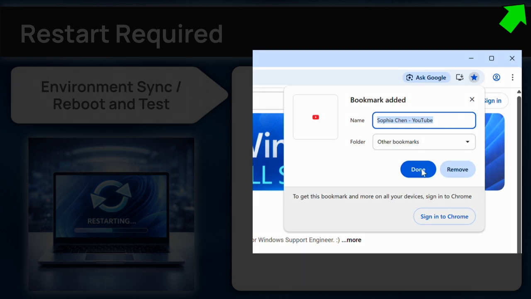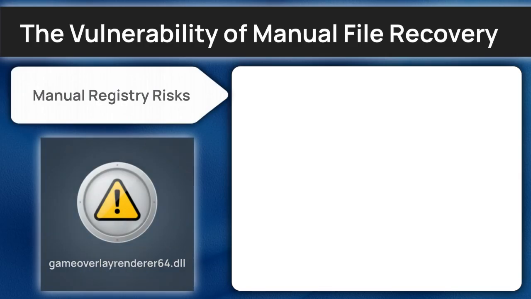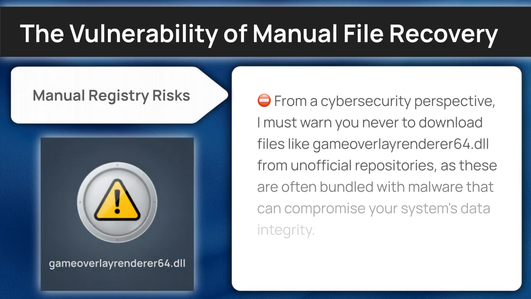component. A quick professional note on security: sourcing components correctly is just as important as the fix itself. Always prioritize system safety by avoiding manual swaps of the Gameoverlayrenderer64.dll. Downloading individual DLLs from third-party sites is a common way for hackers to inject spyware and ransomware directly into your operating system.